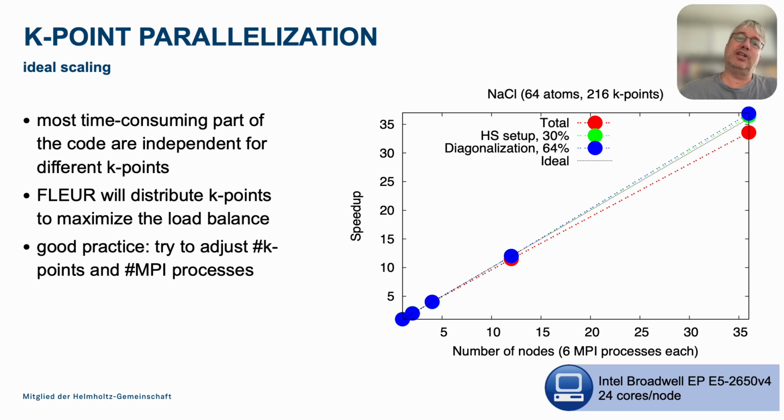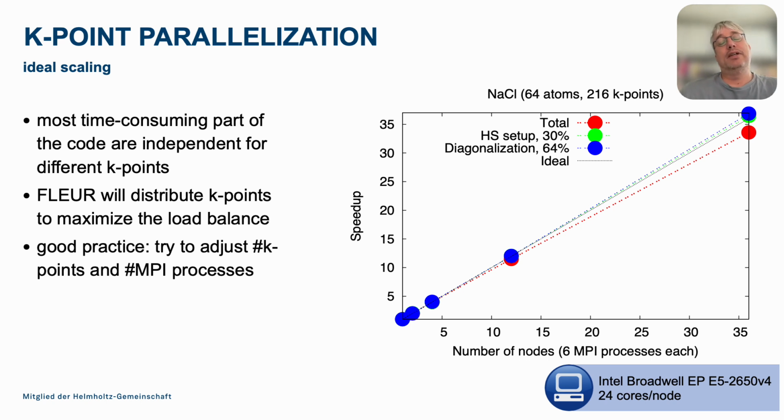The ideal speed up would be essentially this line here. And you can see that the code really scales very nicely. We are very close to this ideal speed up. It is therefore a very good idea to use this k-point parallelization as much as possible.